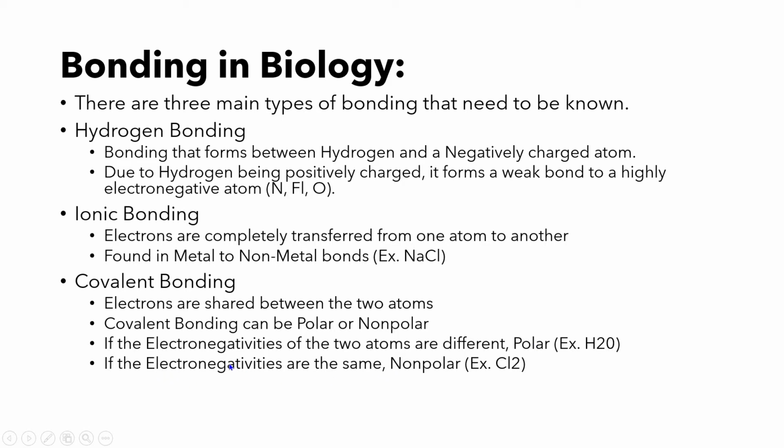If the electronegativities are the same, meaning that both of the atoms are the same, such as Cl2, then the covalent bond is nonpolar. So nonpolar covalent bonds are most commonly found in diatomic molecules. So nitrogen, so N2, O2, Cl2, and I2 are some examples of nonpolar covalent bonds.